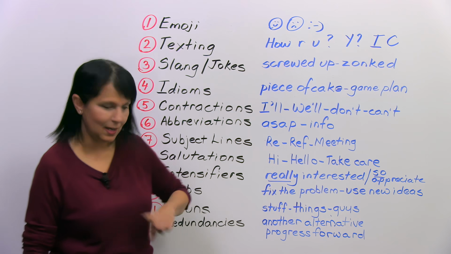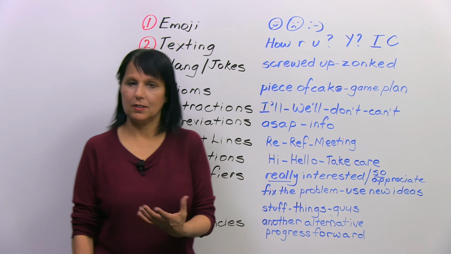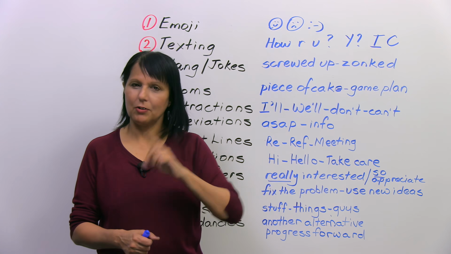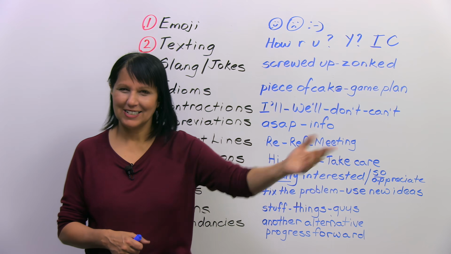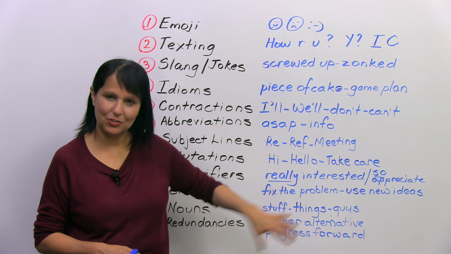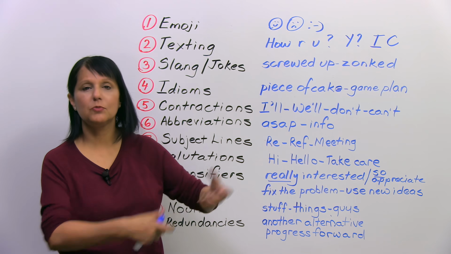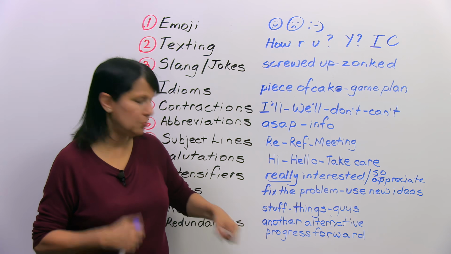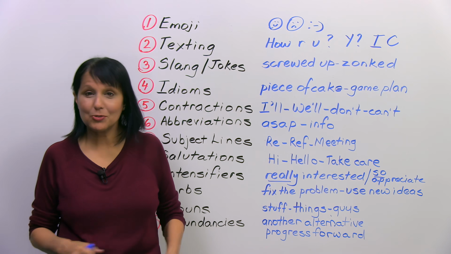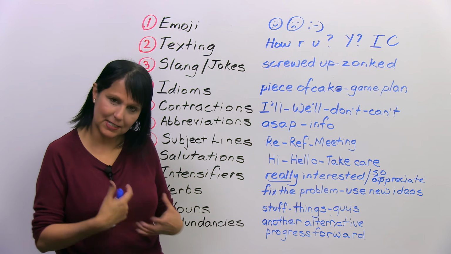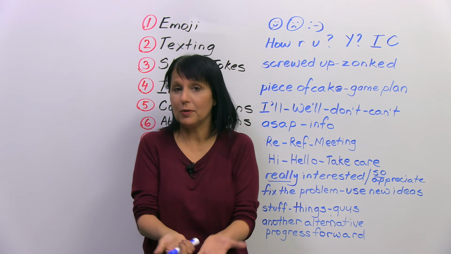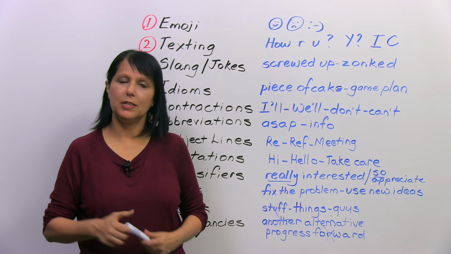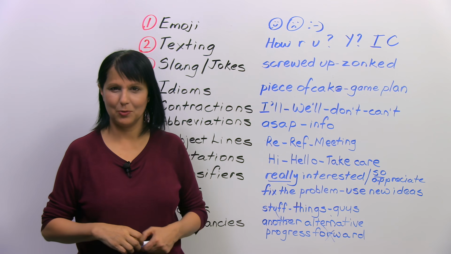So if you say, for example, another alternative. Another alternative is we could meet on Sunday. Well, alternative means another option. So you don't need to say another alternative. That's redundant or repetitive, and you don't need to do it. If you say, we need to progress forward, well, that's also wrong, actually. That's a redundancy because to progress means to go forward. So you don't need this word and you don't need this word, okay? We need to progress and you can drop that other word, okay?